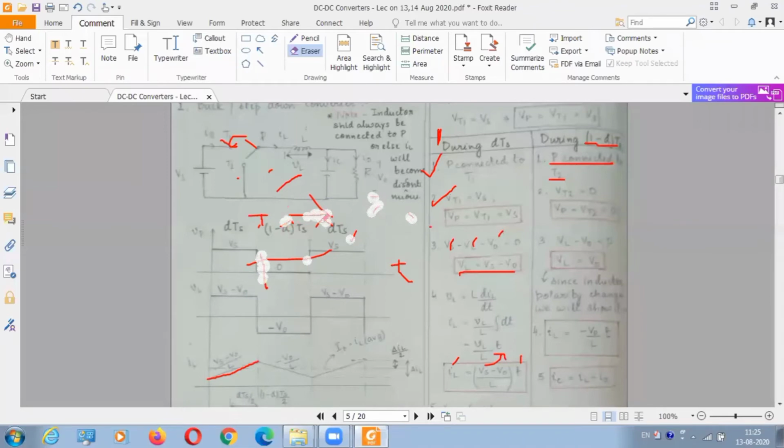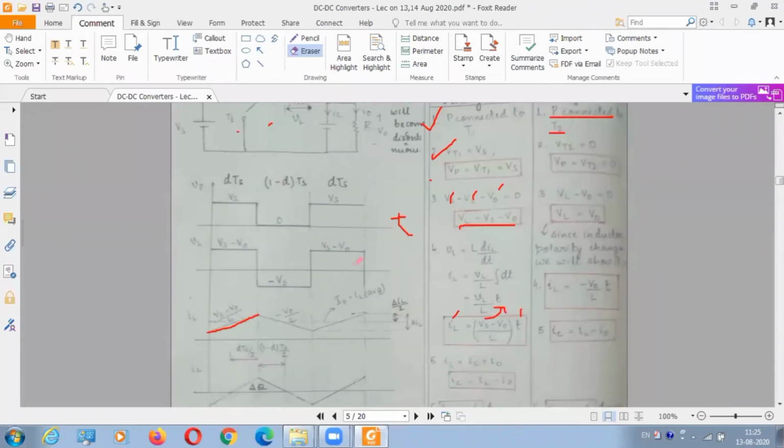When I show the simulation, I will show you. Because our region of study is mainly steady state, I can show every region in this waveform. In simulation, I'll show you. Okay, this is what this is.